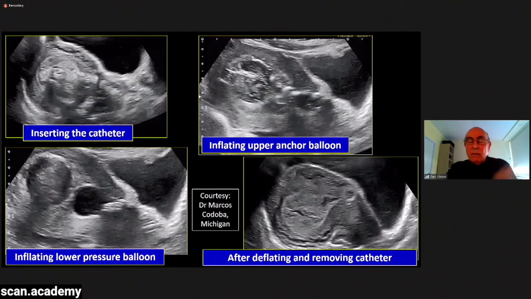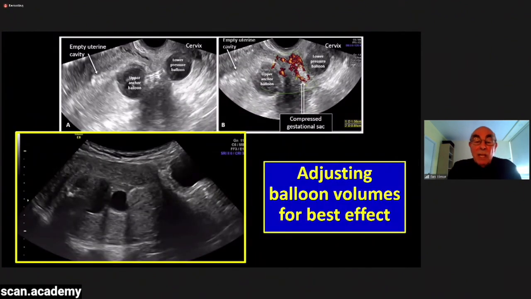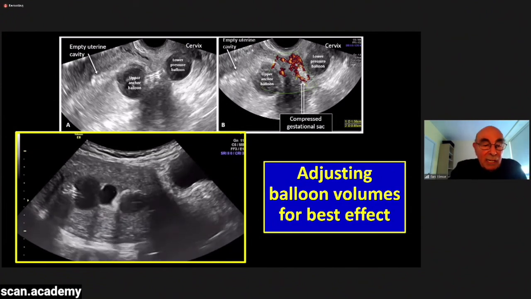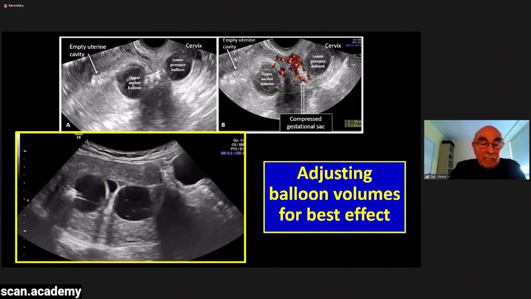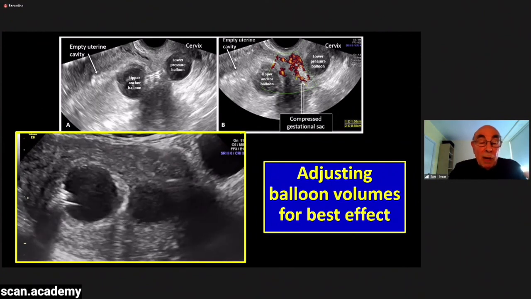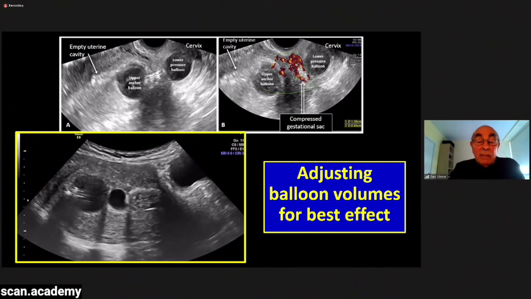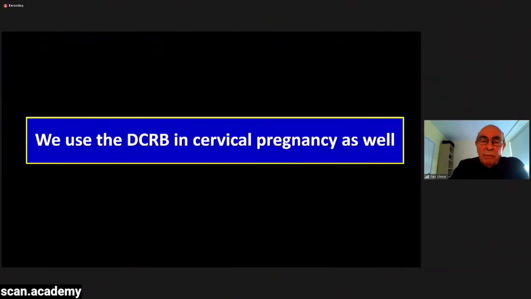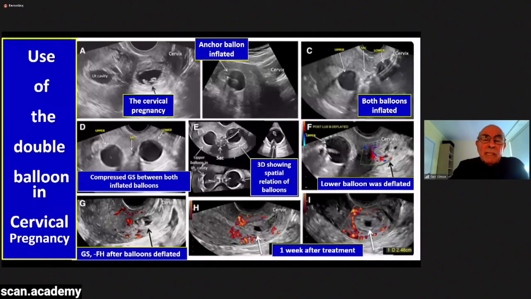Then later on, and I will talk about that later, we deflate the balloon and remove the catheter. So we adjust also the size of the balloons, the lower one, as you see here. Watch live how it compresses the pregnancy. This pregnancy, by the way, was pretty dislodged upwards. And then I topped up the upper one in order to really achieve the complete collapse of it. Serum HCG is expected to recede in 2-3 weeks. That's nothing new. We use it in the cervical pregnancy, and you can see here all the stages that I showed you previously with the scar pregnancy. There is nothing new about it.